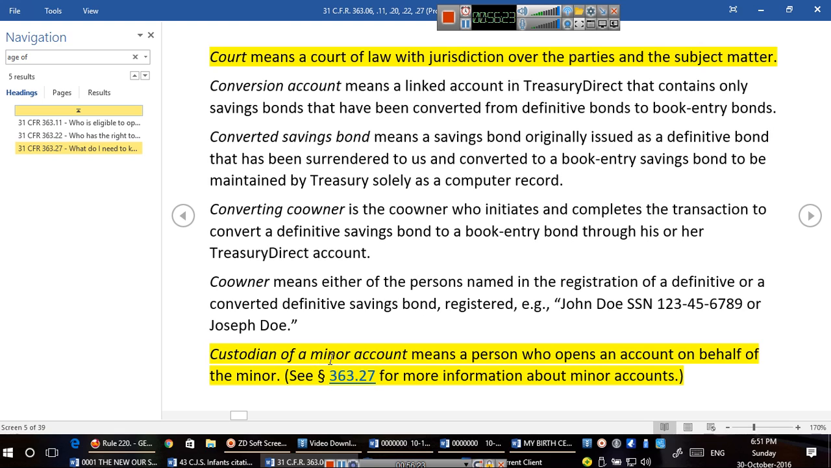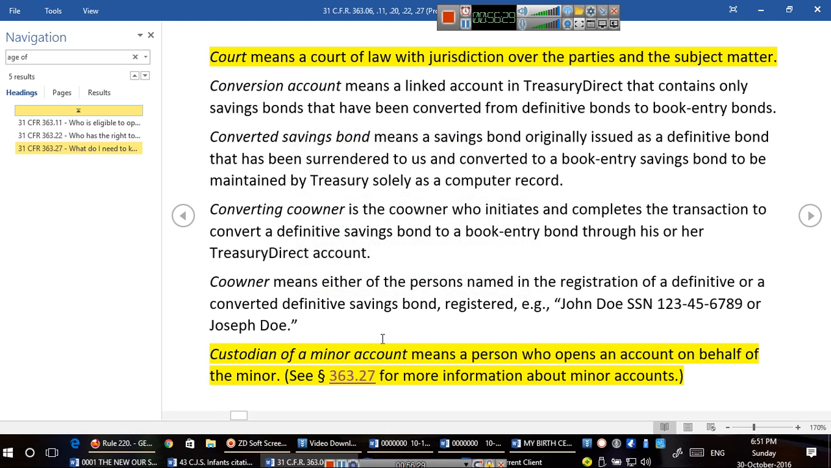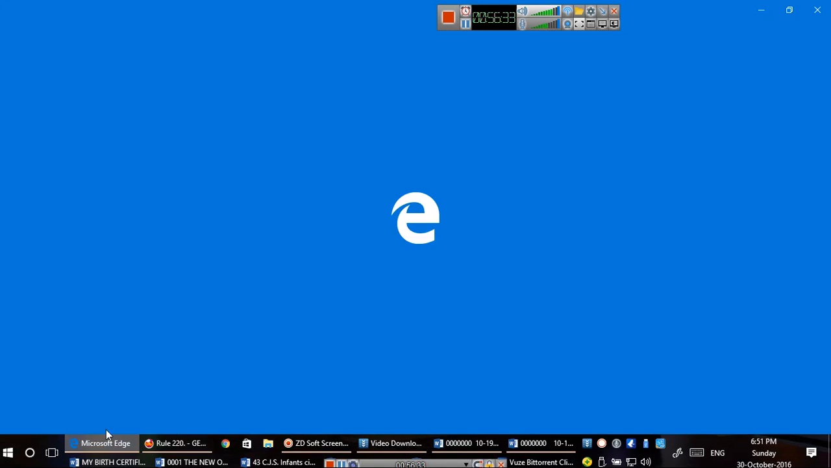Now, who's able to open up a minor account? Let's see if it's going to take me there. You see, I just clicked on this. Look, it opens up Microsoft Edge. That's all right if it lets me have hyperlinks in my document. Oh, by the way, this software right here. Oh, it's going to just load it up now. That's because it's just now opening. It's taking me to 27.